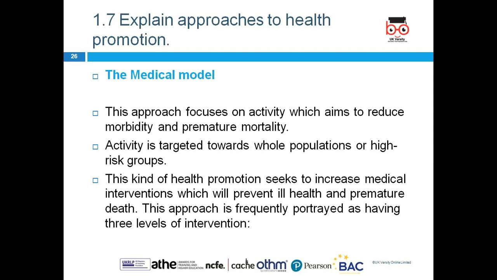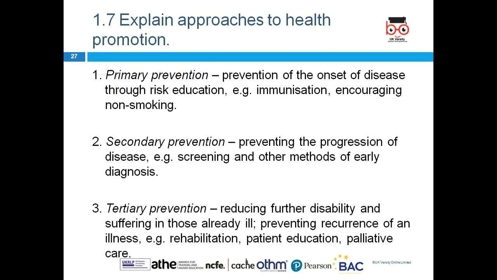So the medical model. This focuses on what activities are put into place to reduce morbidity and premature mortality. So it's targeted towards populations or people that are in high-risk groups. It's that type of health promotion that helps you to increase medical interventions, and it wants to be in place so they can prevent ill health and premature death. So it has 3 levels of intervention.